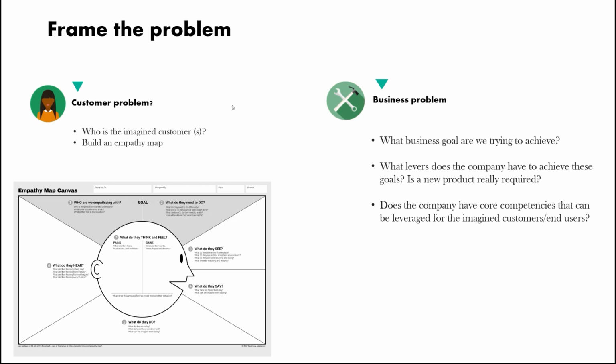There's other templates as well that you can use, but this is a great starting point when you're trying to build that empathy map. It also helps you just align with some other members of the team who may be helping you and build a shared understanding of who you think the customer is.